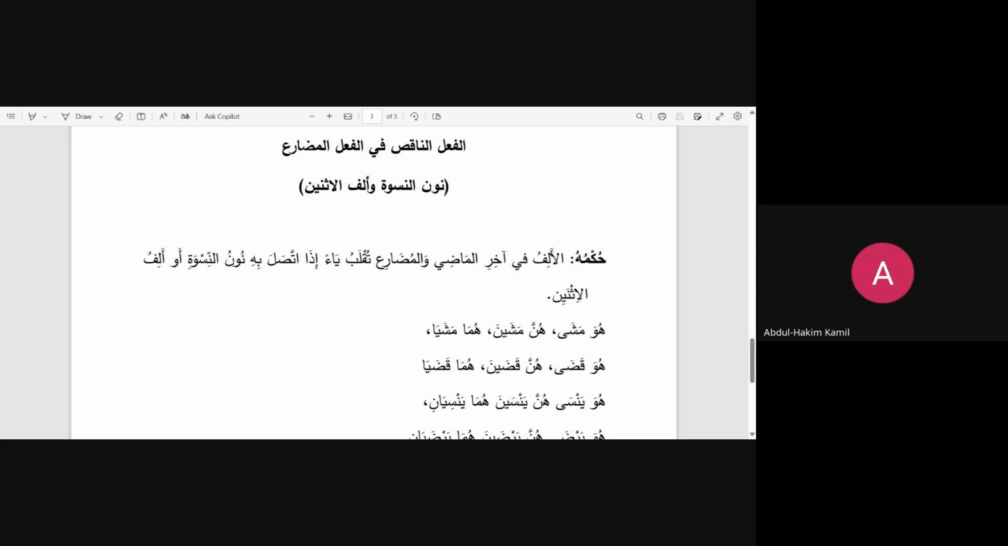If it's like an aleph maqsura in the shape of a ya, it's really a ya. If it's written as mamdud, it's a waw. The end with a ya.